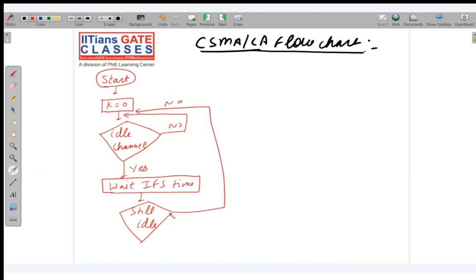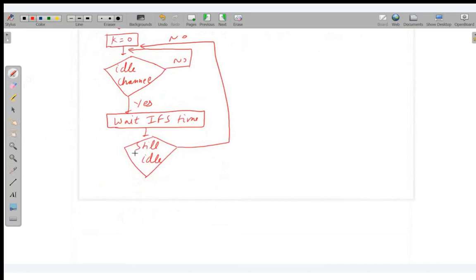If the channel is not idle, then you will keep on checking till the channel is idle. Once you get the channel idle, you will again wait for IFS time. Now if by chance the channel is still idle, you will not immediately send the frame. I think you already remember, we have told you that we will wait for contention window time. So what was the contention window? Choose a random number R between 0 and 2 power k minus 1.